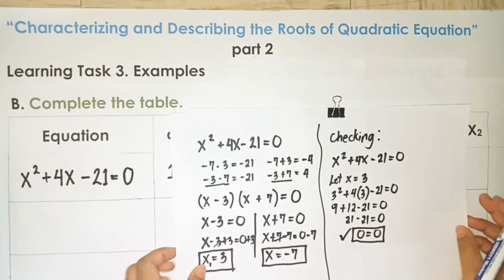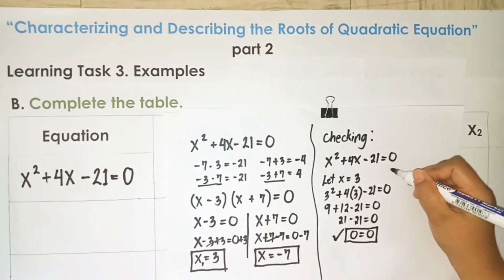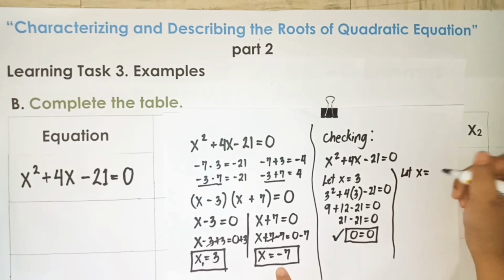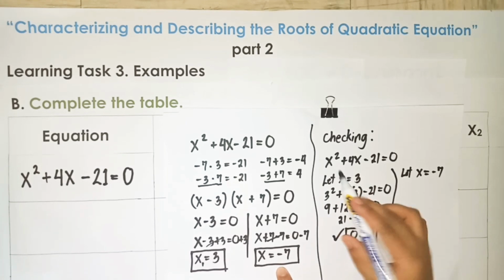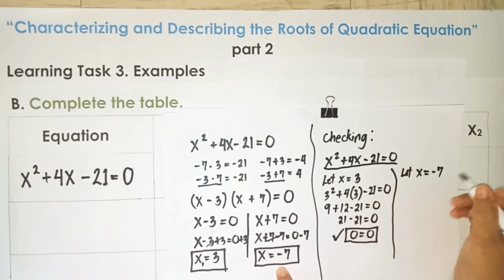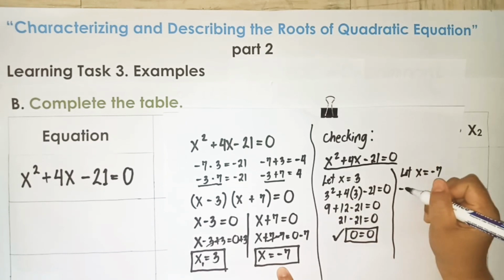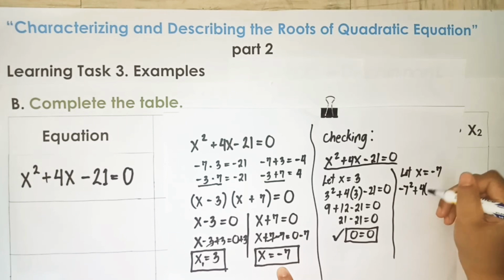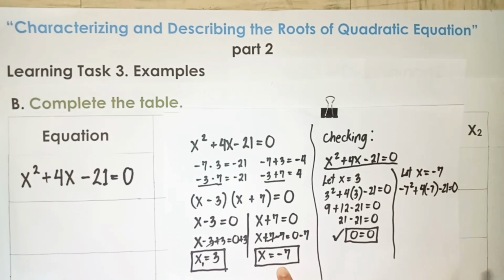Okay, let's use the other root. We have, let x equals negative 7. So, substitute the value to the original equation. Ito po yung original equation. So, x squared will be negative 7 squared plus 4 times negative 7 minus 21 equals 0.